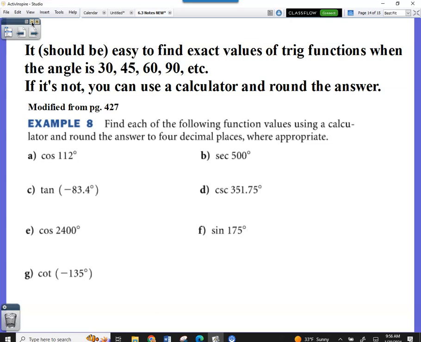So make sure your calculator is in degree mode. Make a note. Mode has to be degree. And now you're going to just type them in and round to 4 decimal places. Remember we talked about when you get to the reciprocal functions, you cannot type those in the calculator. You have to rewrite it as the reciprocal fraction.